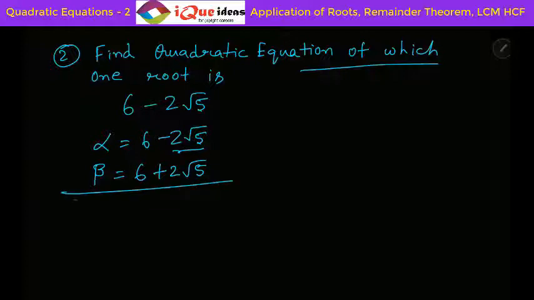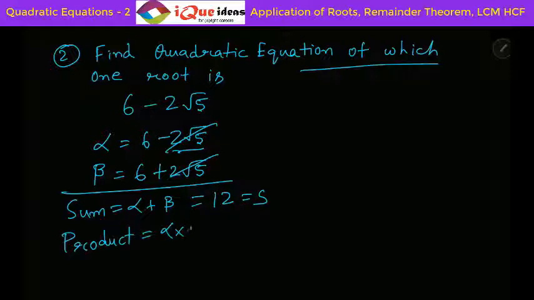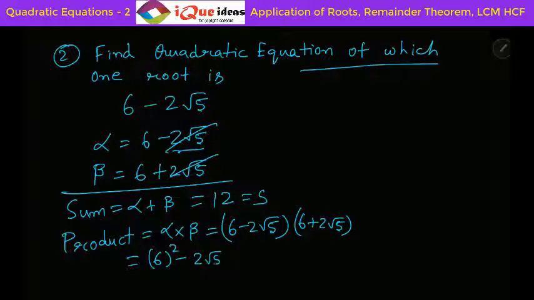So if I add, we will get the sum of roots, that is alpha plus beta, and that will be equal to 2 root 5 cancel, 6 plus 6 is 12. So this is the sum of roots. Similarly, if you multiply, you will get the product of roots. Now the product of roots will be alpha into beta, which is 6 minus 2 root 5 into 6 plus 2 root 5. Now this is a minus b into a plus b, it will become a square minus b square. So it becomes 6 square minus 2 root 5 whole square. 6 square is 36. 2 root 5 square will be 2 square is 4, root 5 square is 5. So 4 into 5 is 20. 36 minus 20 is 16. So this is the product of roots.